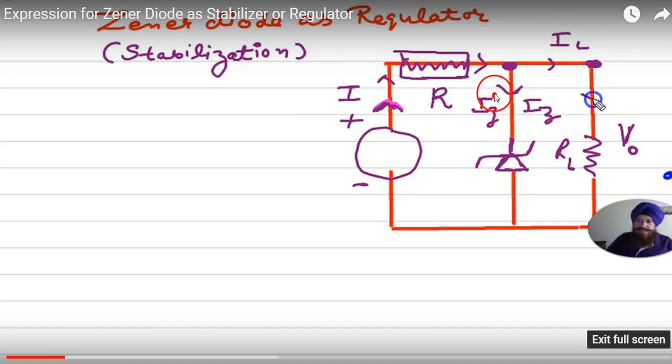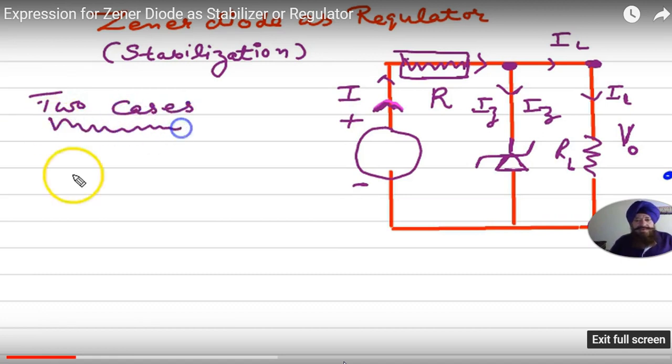Now, the current flowing through the Zener is IZ, and the current flowing through the RL is IL. So current I is equal to IZ plus IL. This is our first equation.